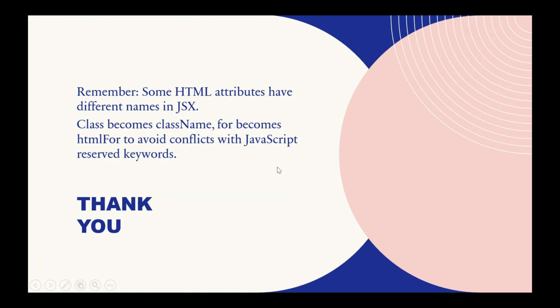One thing to remember is that some HTML attributes have different names in JSX. Like class becomes className, for becomes htmlFor. Why? To avoid conflicts with JavaScript reserved keywords.